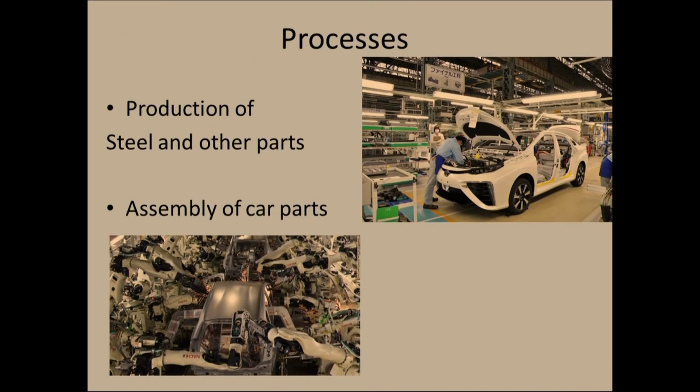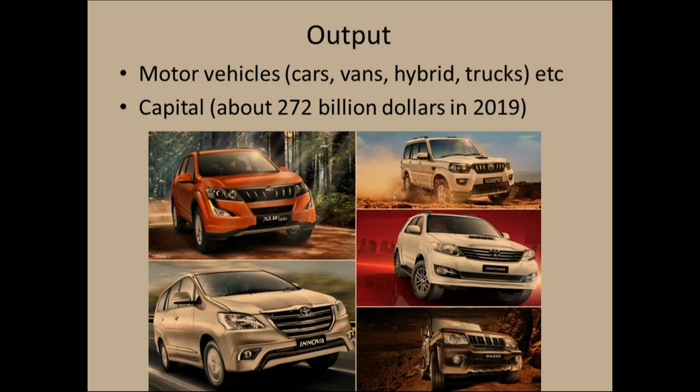When it comes to the process, the main two processes are production of steel and other parts for the cars, and also assembly of car parts. And the output, of course, is motor vehicles such as cars, vans, hybrids, trucks, etc., and capital. In 2019, it was estimated that Toyota made a profit of $272 billion. So as you can see, it is a very profitable company.